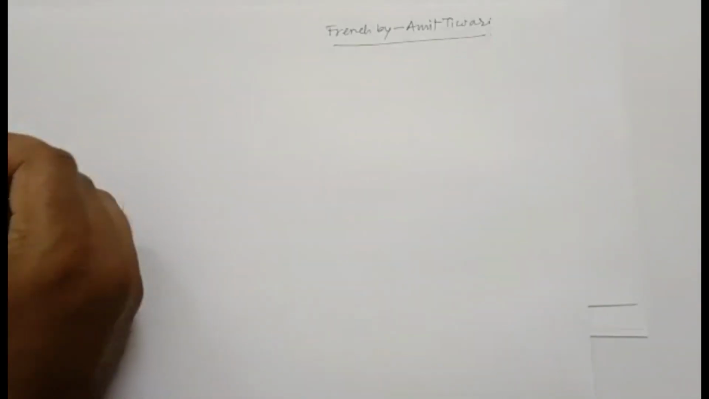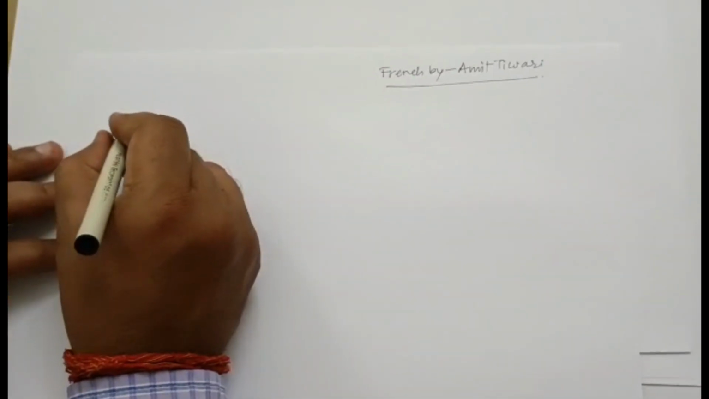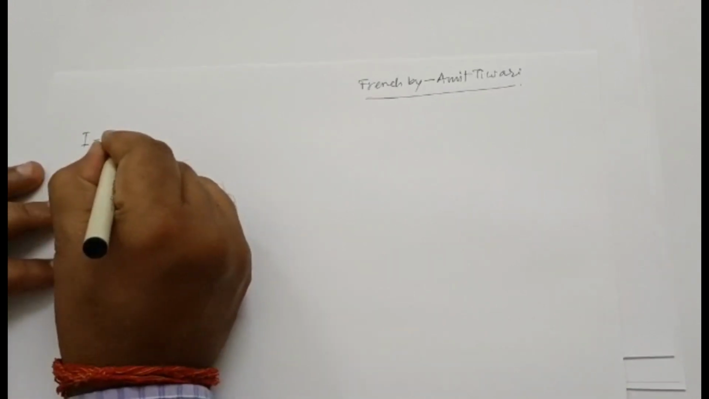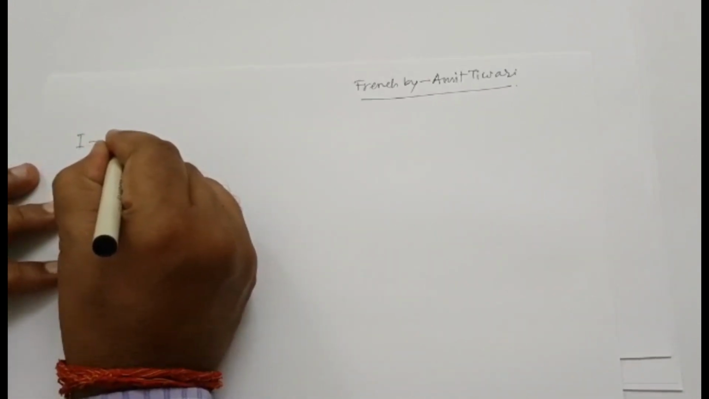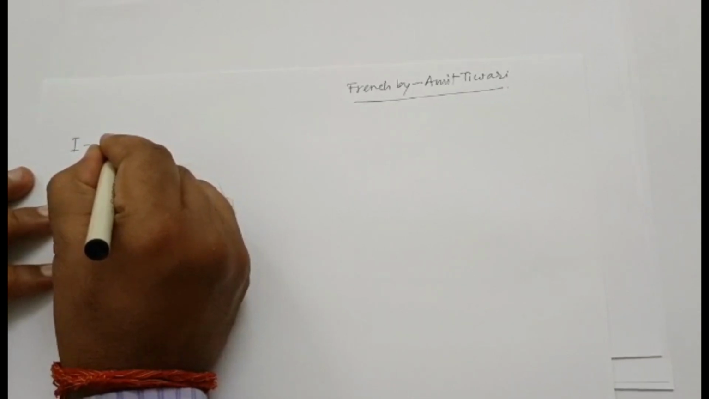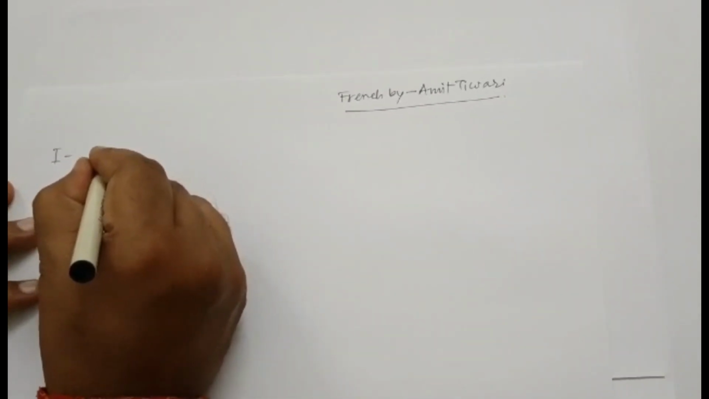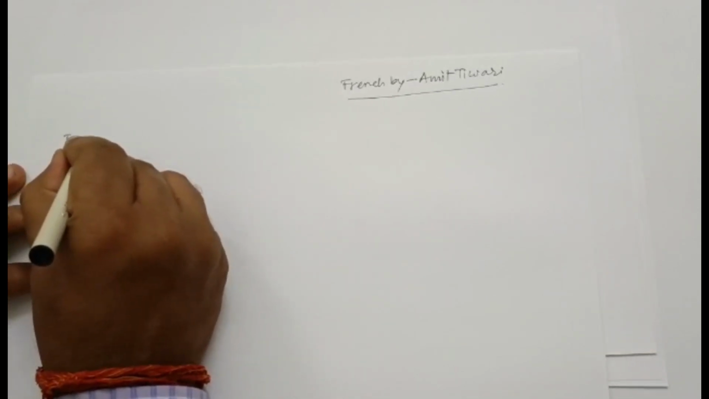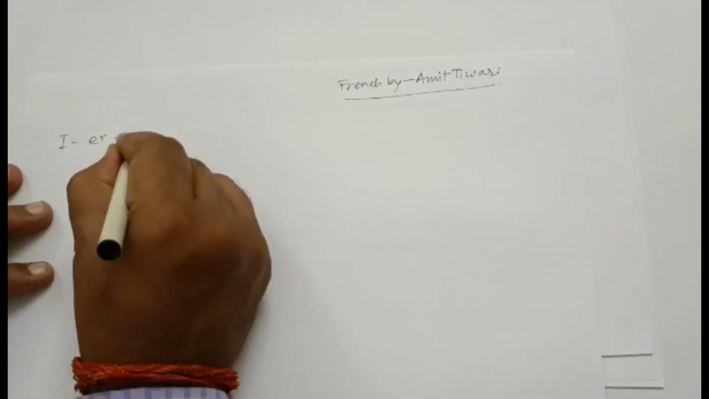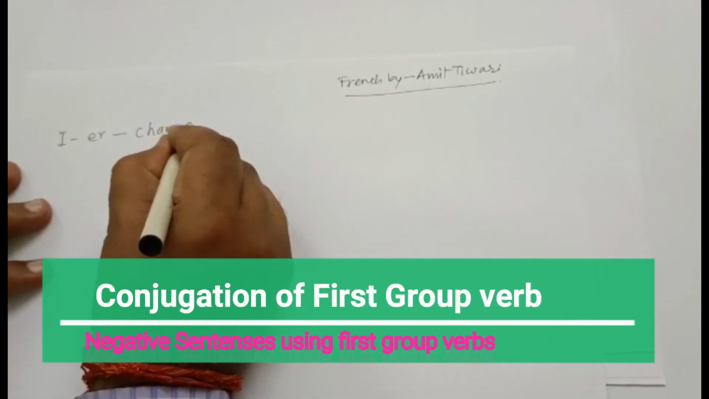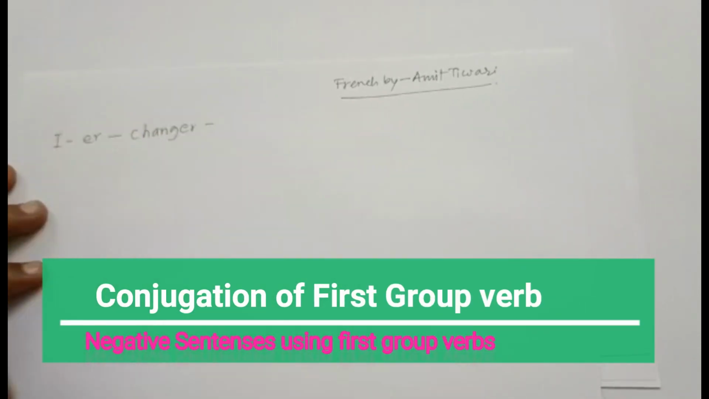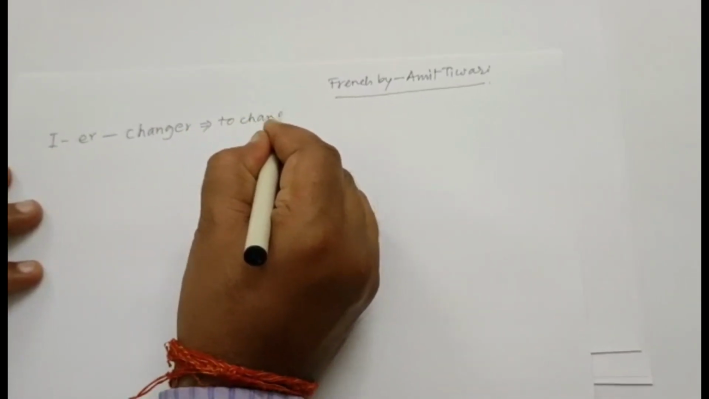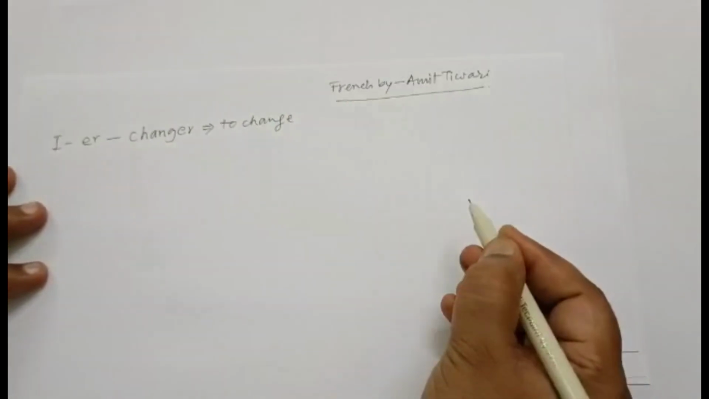First we are going to take the example of a first group verb, and this first group verb may be any verb of our choice. Let us talk about changer, to change. First group, that is ending with er. The verb is changer, C-H-A-N-G-E-R, to change. It is about change as an action, right?